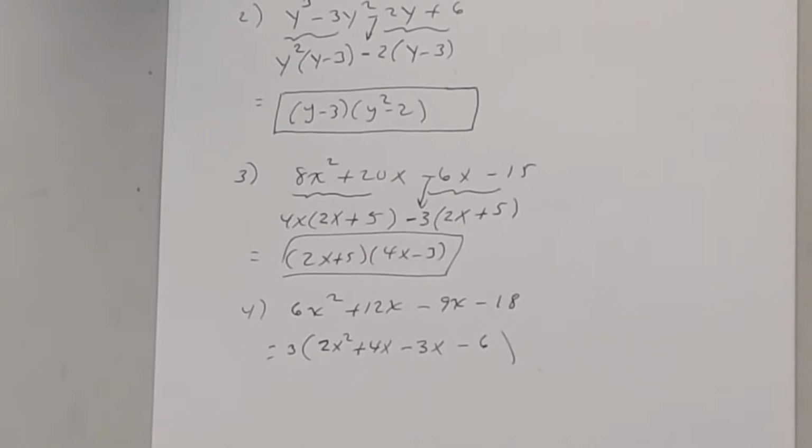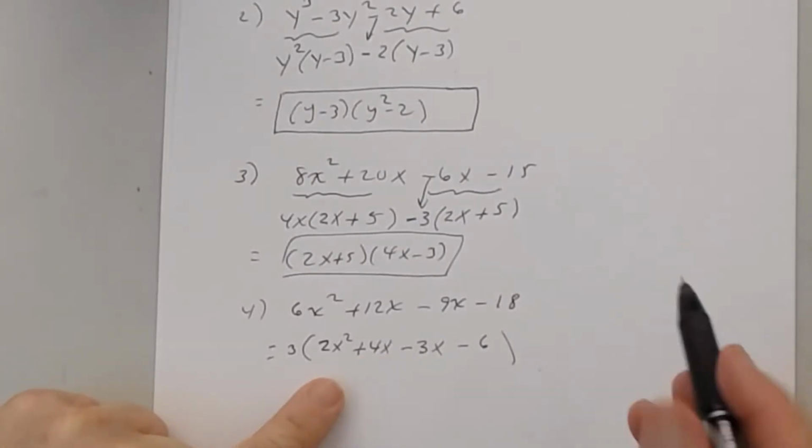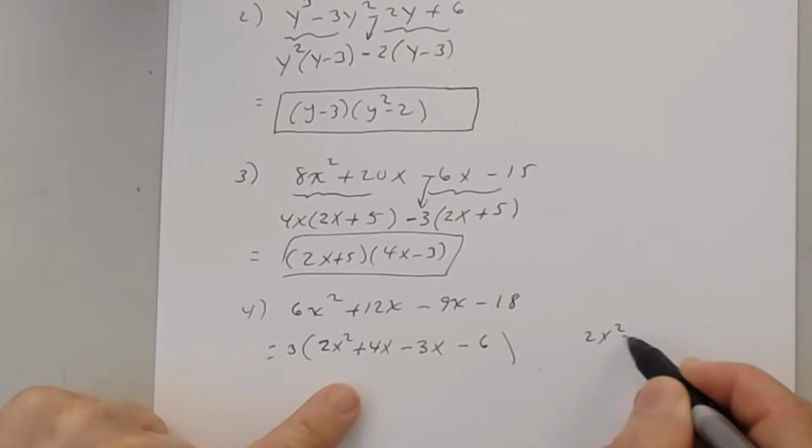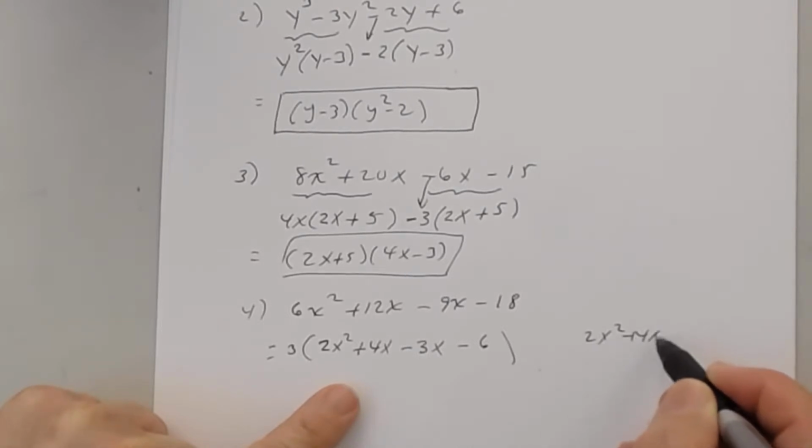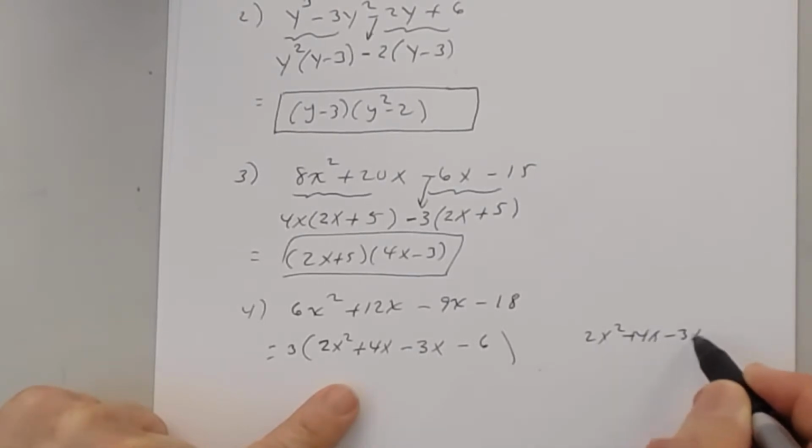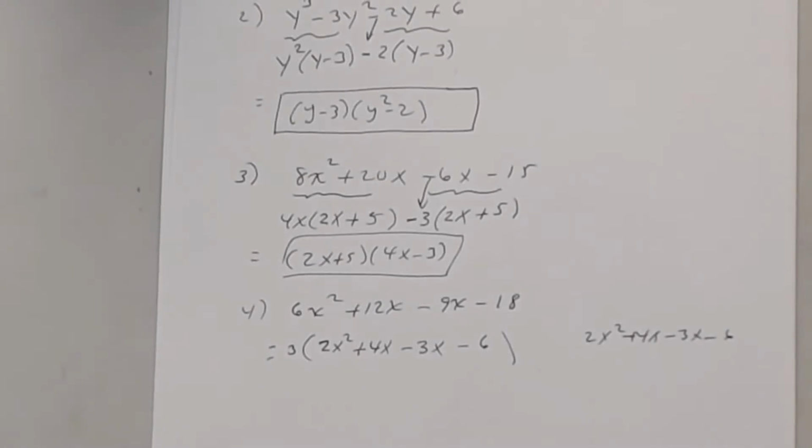All right, remember a factor means or as a product. You might say, well, I have it now written as a product, 3 times these 4 things. Yeah, but you have to remember, you have to factor completely. So what's inside the parentheses right here? 2x squared plus 4x minus 3x minus 6. You guys see if you can do anything else to that.